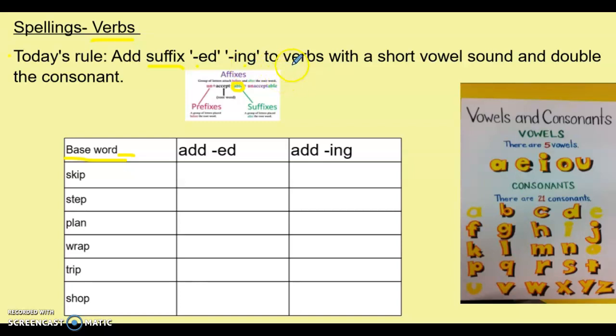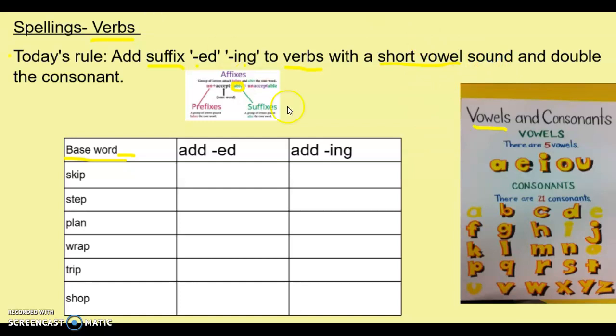And we're going to be changing the tense of verbs that have a short vowel sound. Let's just recap vowels, we used this the other day. There are 5 vowel sounds: A, E, I, O, U. The rest of the letters in the alphabet are consonants. So we're going to be looking at words that have a short vowel sound in them.